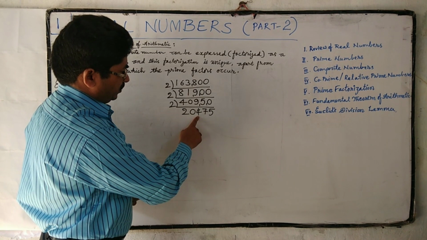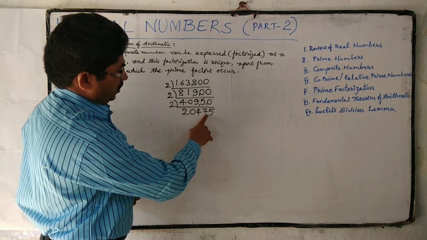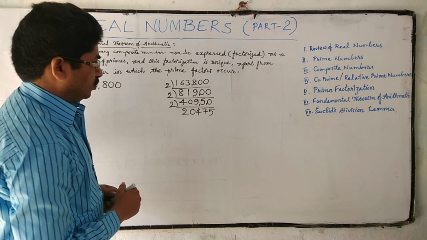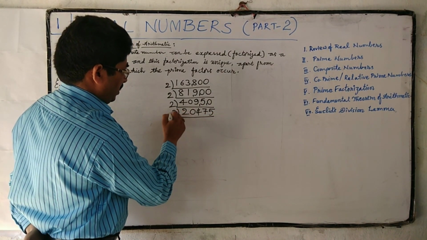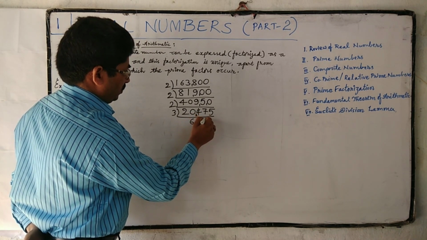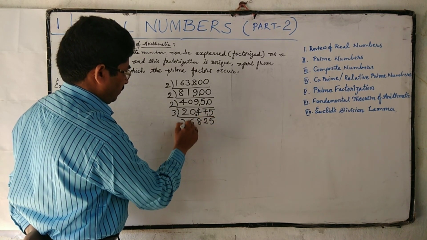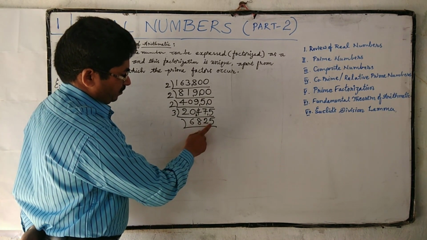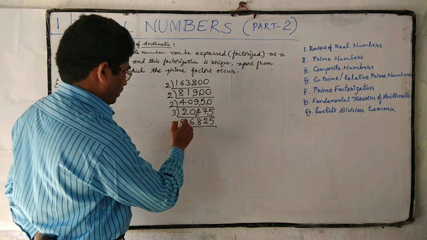So 2 plus 4 is 6, 6 plus 7 is 13, 13 plus 5 is 18. So it is exactly divisible by 3. 3 6s are 18, 3 8s are 24, 3 2s are 6, 3 5s are 15. 6 plus 8 is 14, 16, 21. So exactly divisible by 3.